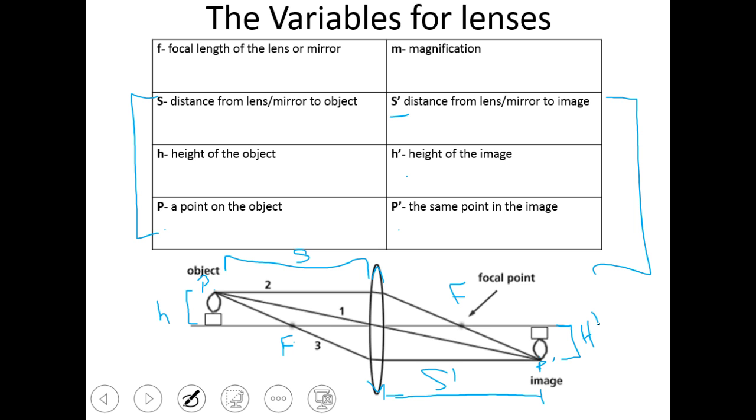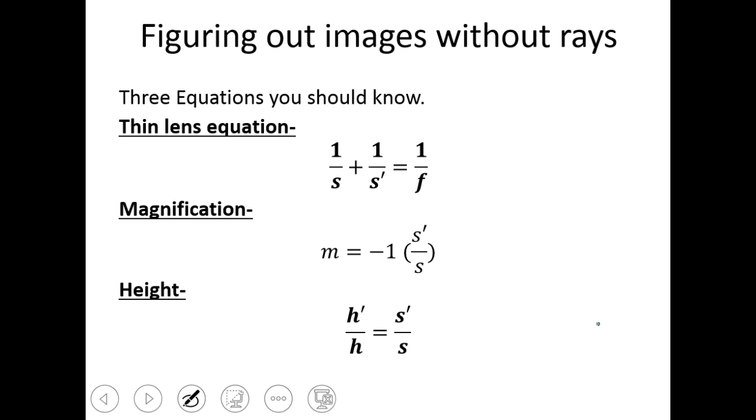Even though we're just using equations, I still prefer to draw pictures for all of these problems. You're going to see me do that, and I really, really encourage you to do that as well so that you know you're working with the right variables. There are three equations that we're going to be using. First, there's the thin lens equation, and even though it says the word lens, this actually works for mirrors as well. We have 1 over the object distance plus 1 over the image distance is equal to 1 over the focal length of that lens or mirror.